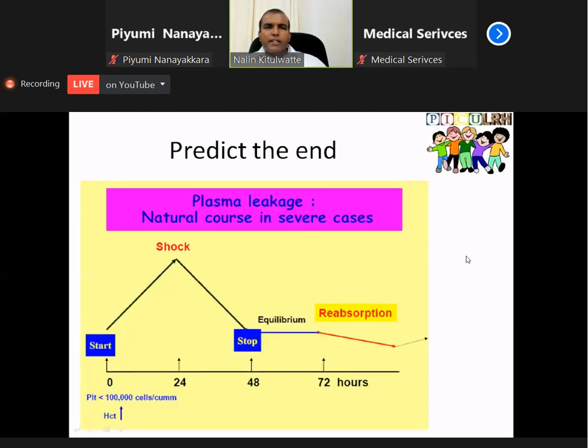Then this is the second step: predict the end. This is the natural history. You are starting the leaking here. Gradually the leak will go up. The maximum leak is around 24 hours. Then the leak will go down and the leak will stop by 48 hours.